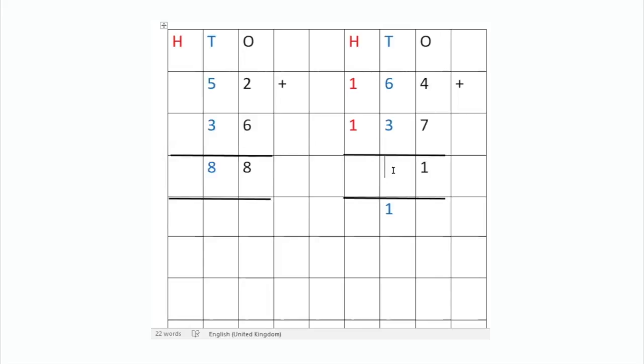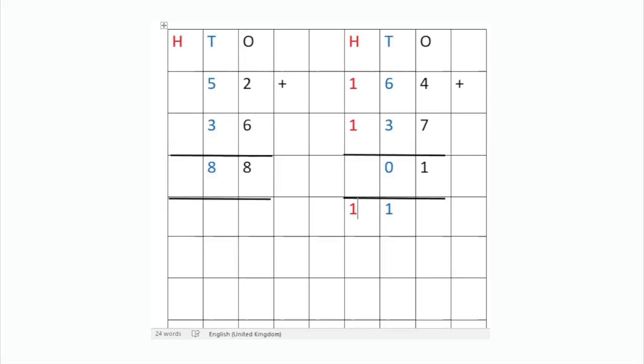Again, we can't put 10 like this, can we? Because it's a 2-digit number. We can only put 1 digit per square. So I know I've got 1 ten and no ones. So I'd put my 0 here. And then I would carry my 10 across. But that will now become 100 because it's in the hundreds column.